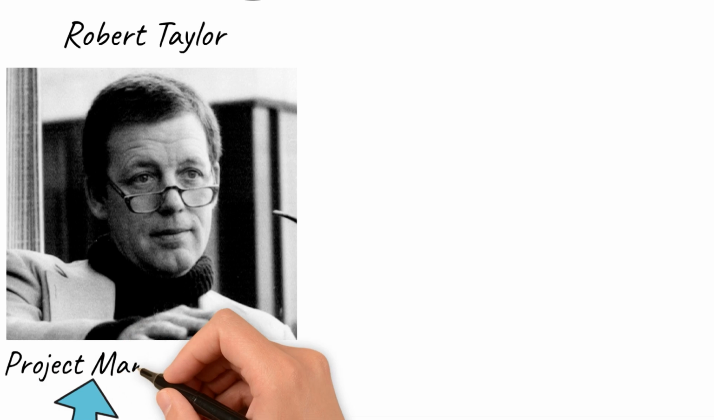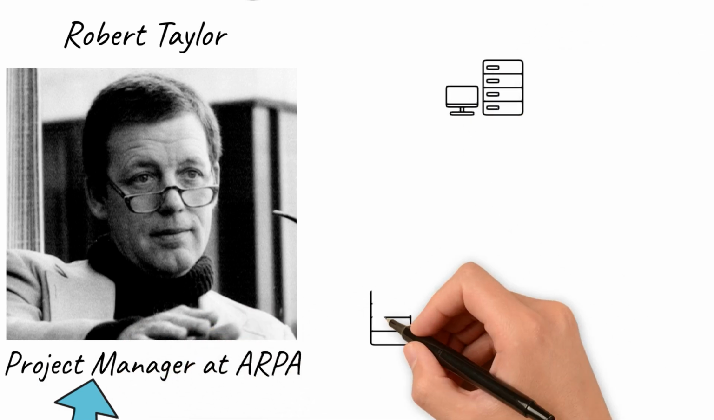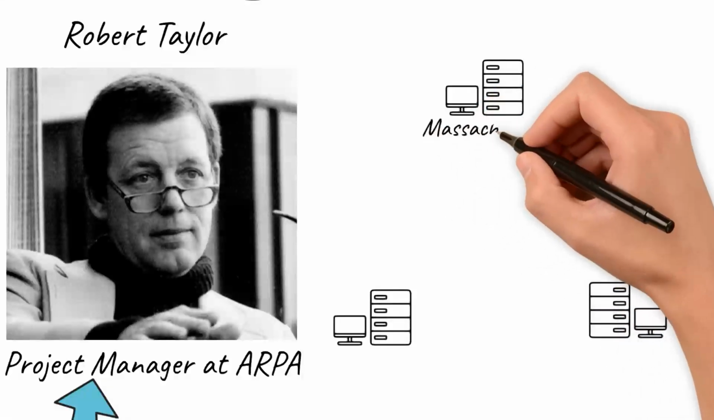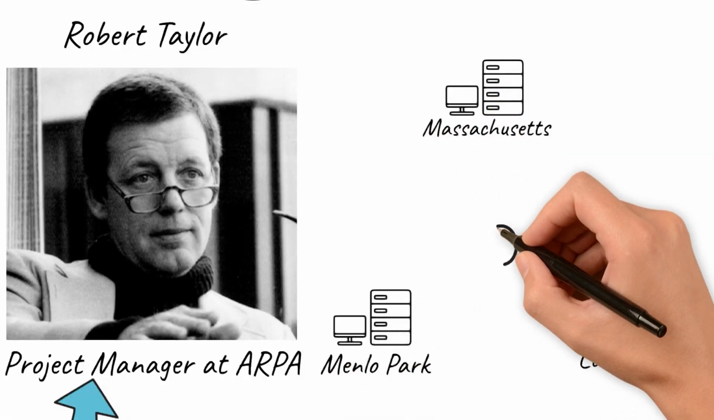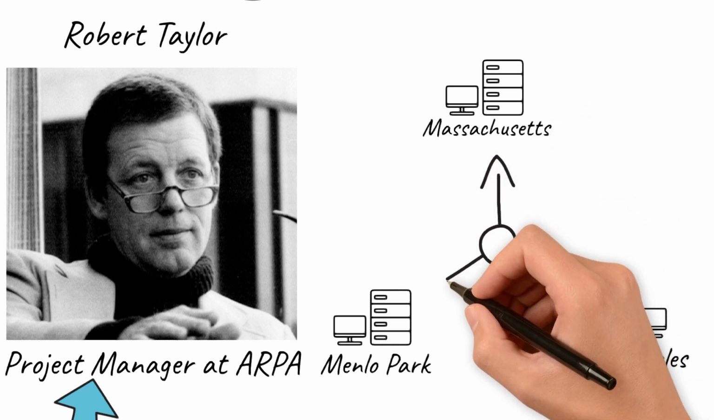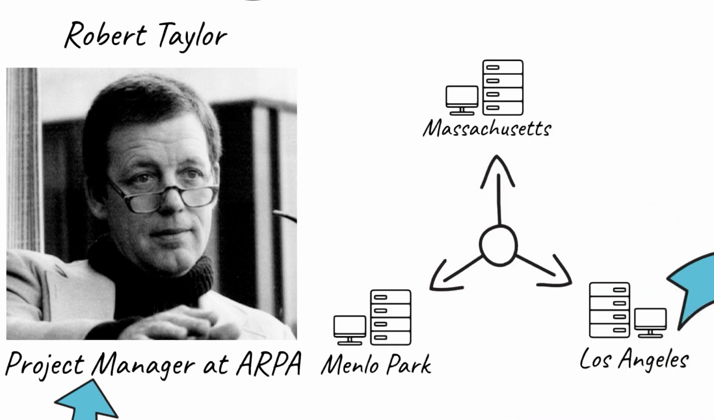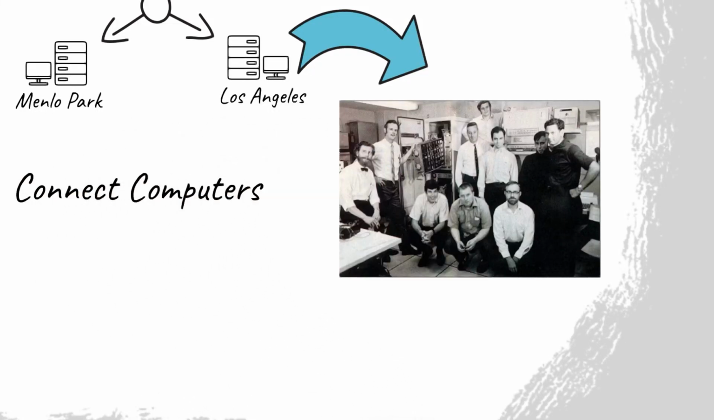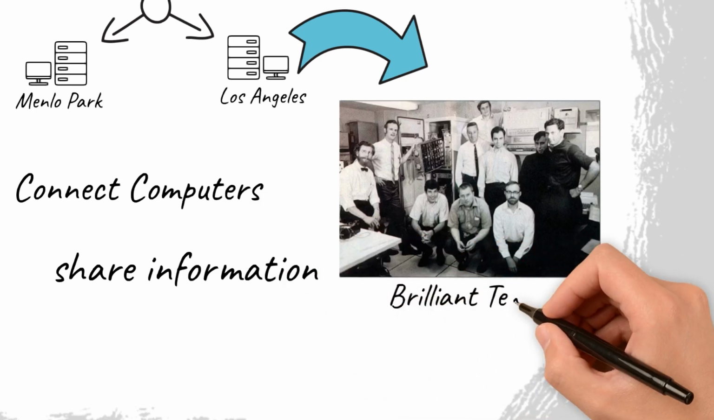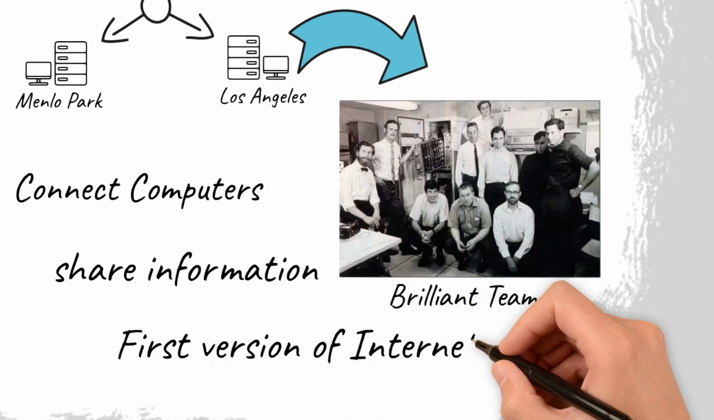Now, here's where Robert Taylor comes in. He was a project manager at ARPA, a U.S. government research agency. One day, he looked at the separate computer terminals in his office, each connected to a different machine in a different city, and thought, why can't these computers just talk to each other? So he pushed for a new project, one that would change everything. His idea? To connect computers so they could share information instantly. And with the help of some brilliant minds, this idea became the very first version of the internet.